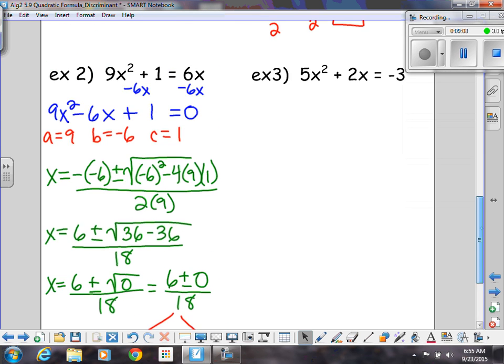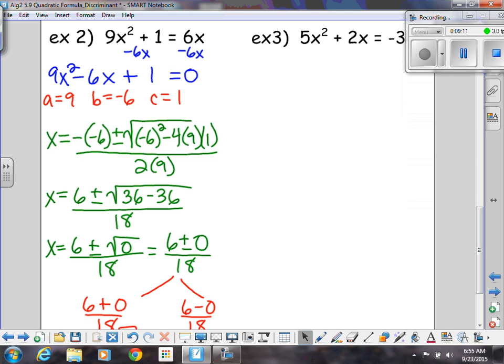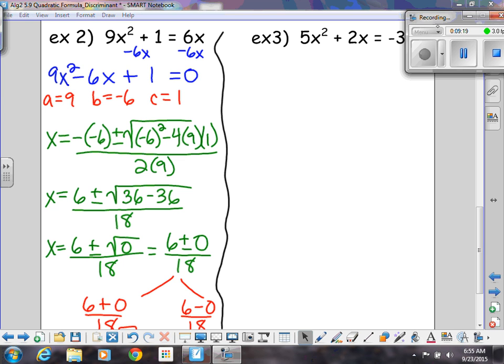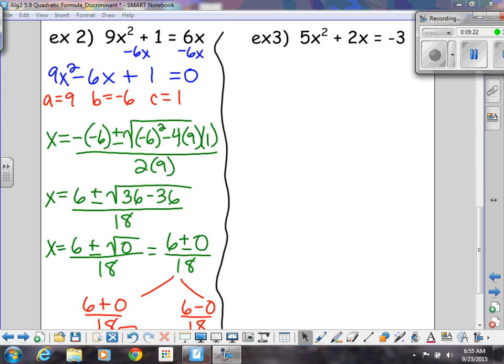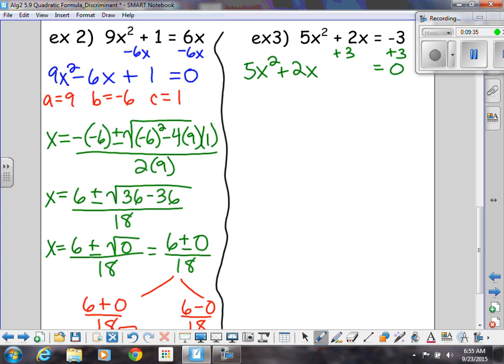All right, so let's go back up here and do example 3. I'm going to draw a line down here. So example 3, again, it's not in standard form, so I need to put it in standard form. I want 0 on the right-hand side, so I'm going to add 3. So I have 0 on the right-hand side. 3 does not combine with anything. They're not like terms, so don't add 3 to anything, just rewrite it. And now we can identify the a, the b, and the c. So a is 5, b is 2, and c is 3.